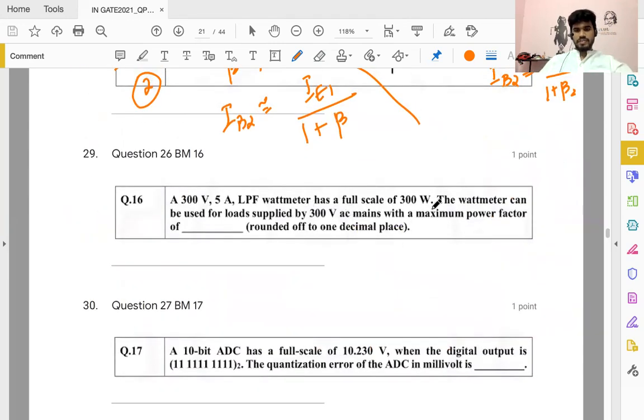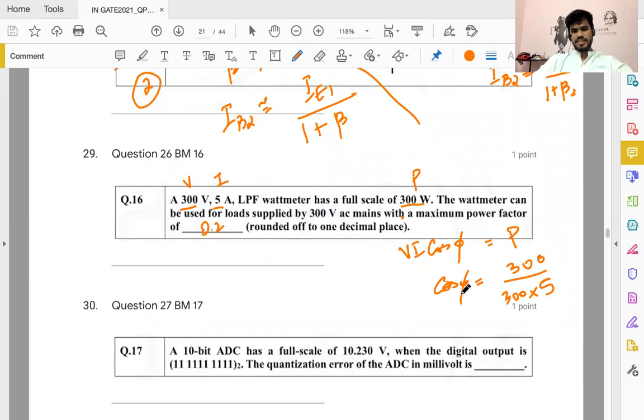LPF wattmeter is this. Wattmeter can have this thing. Maximum, so there is a low power factor wattmeter with a full scale of 300 watts. Maximum power factor of this is... so VI cos phi is P. Maximum it can measure is P. We have V, we have I. Question is what is cos phi for the given values? So just plug in the values, you get cos phi, I suppose, is 300 by 300 into 5. So it's 0.2. If cos phi exceeds that, then we run into issues. We exceed this full scale value.